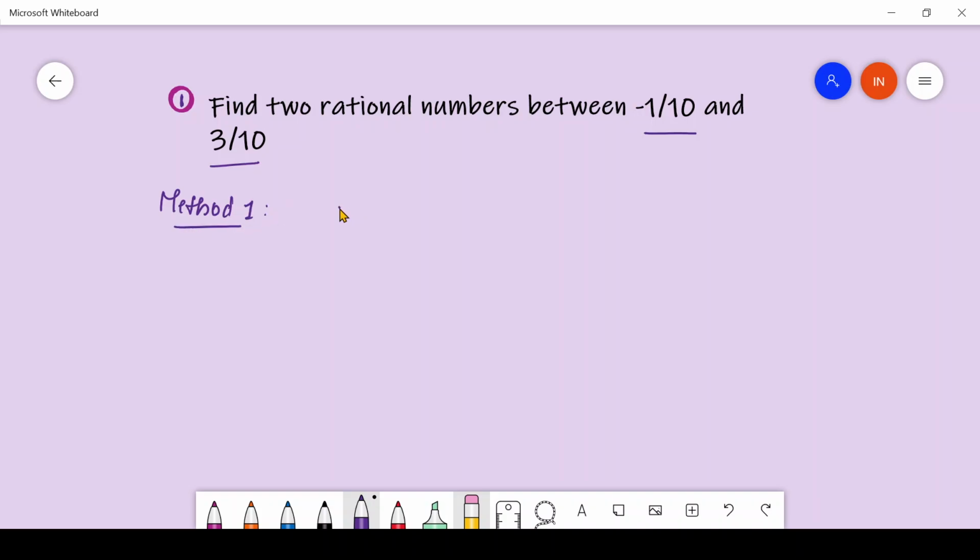I'm going to rewrite the question: negative 1 by 10 and 3 by 10. You can see here the denominators are the same, right? So you can write the rational numbers between these two. Negative 1, then we can write 0 by 10, 1 by 10, 2 by 10. So these three are rational numbers between the two given rational numbers negative 1 by 10 and 3 by 10. The question asks for two, so you can take any two of these three.